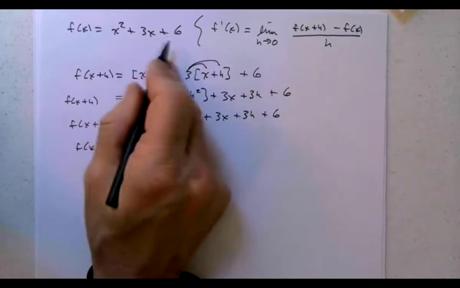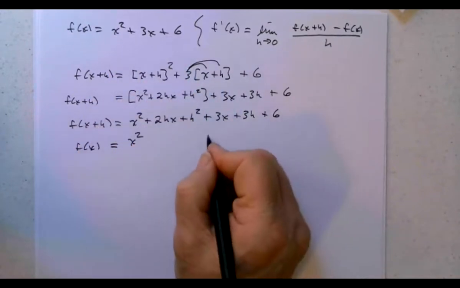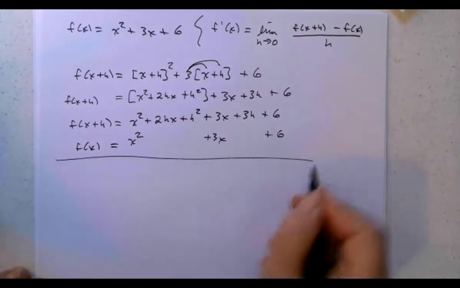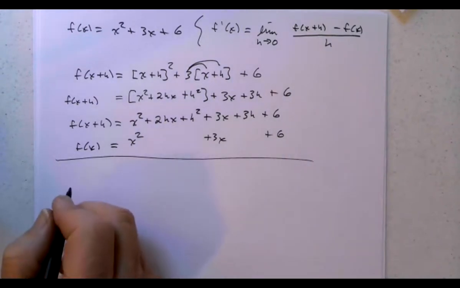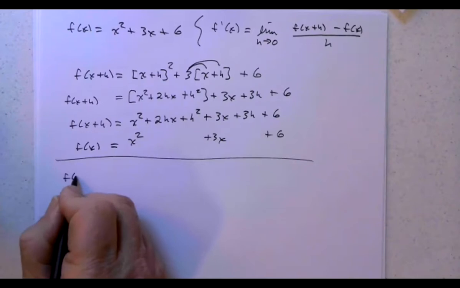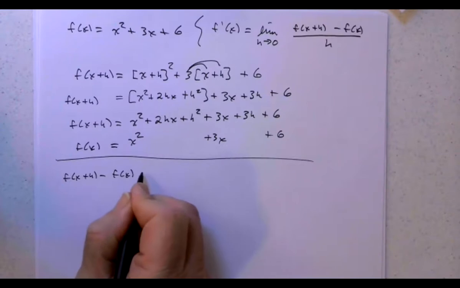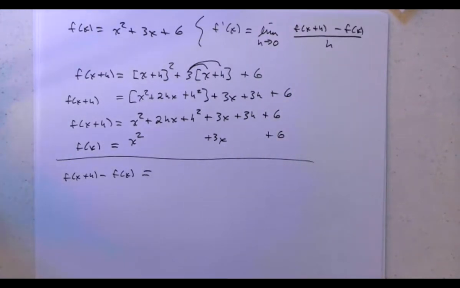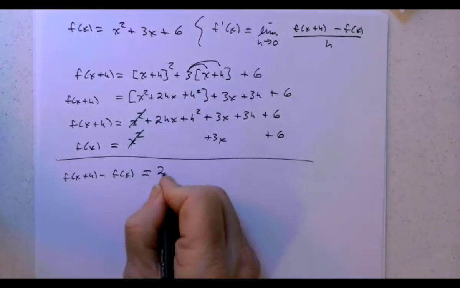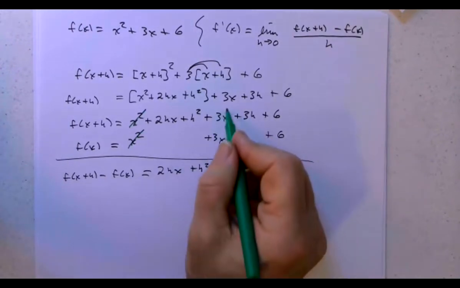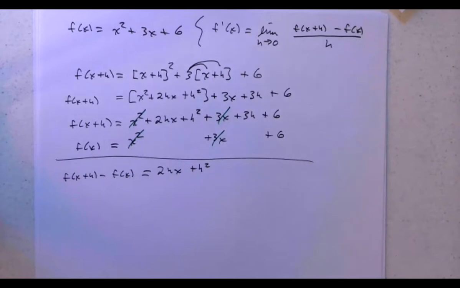F of x is x squared plus 3x plus 6, but I'm going to put the x squared here, the 3x here, and the 6 there, so that when I subtract, what happens? F of x plus h minus f of x. X squared subtracts out, x squared minus x squared, that's gone. Then I have 2hx plus h squared. 3x subtracts out 3x, plus 3h. 6 subtracts out 6.